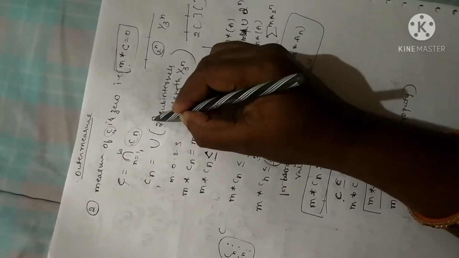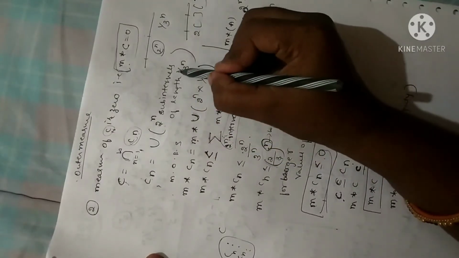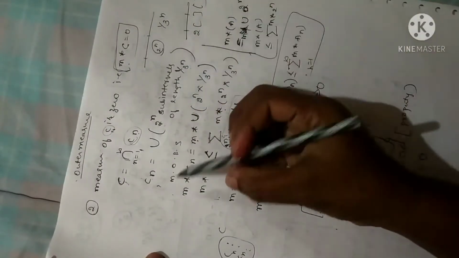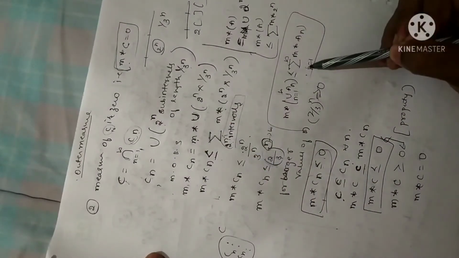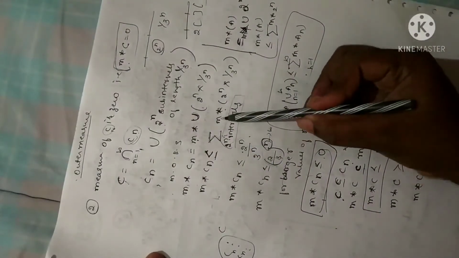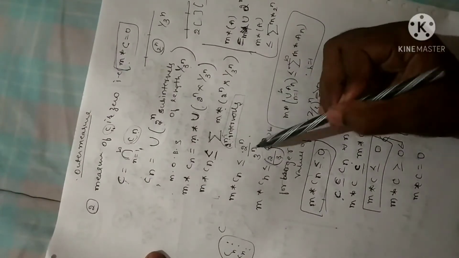So in general for n, it is 2 power of n. It is clearly explained in the previous video. And each length will be 1 by 3 power of n. I have applied measure on both sides. So again applying the theorem, you will get this. Since the measure of a number is that number itself, I have written the same number.